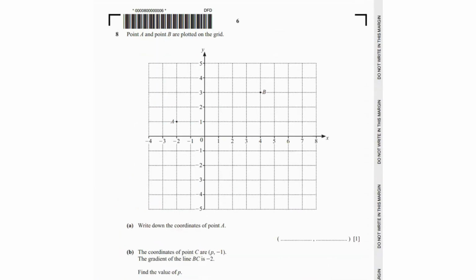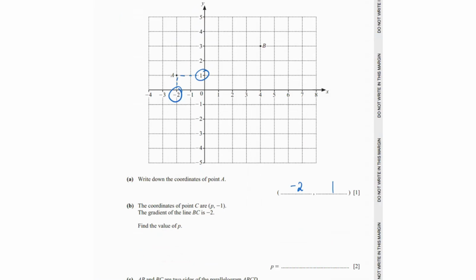Then points A and B are plotted on the grid. Write down the coordinates of point A. So we can see that x is negative 2, and y is 1. Coordinates are ordered pairs, so you always write the x value first and then the y value. So -2 and 1.